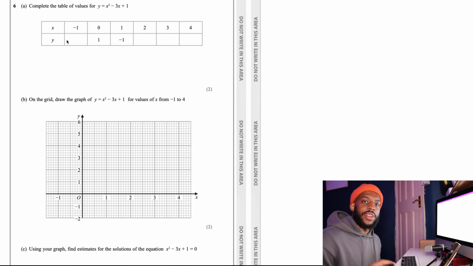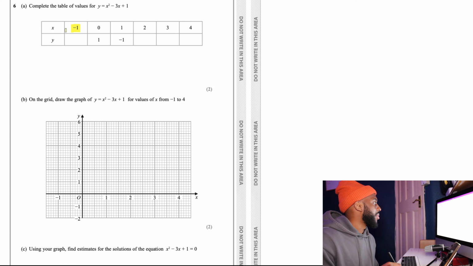In this question, we're going to be looking at quadratics. So the first thing we need to do is complete this table above. To do that, we need to sub our X value into the equation up here in order to get the Y values that are missing. So if we were to sub minus 1 into this equation, we'd get 5 for the value of Y. If we were to sub 2 in, we'd get minus 1 again, and here we'd get 1, and if we sub 4 in, we get 5.